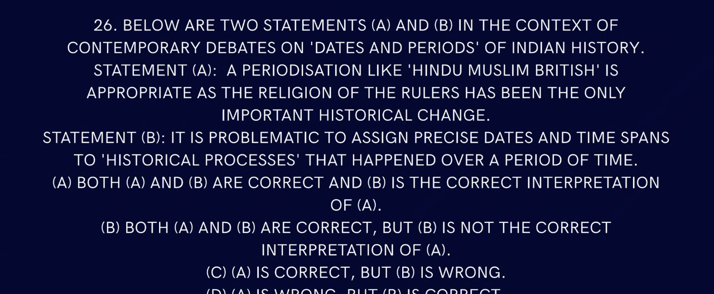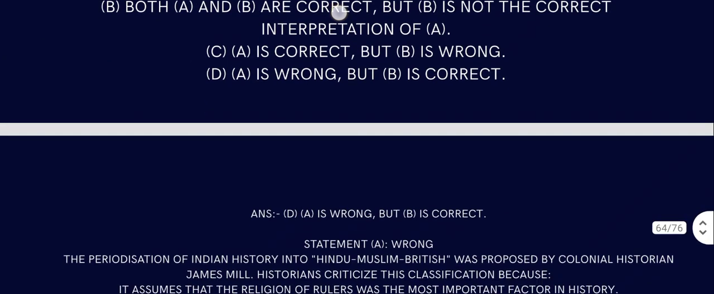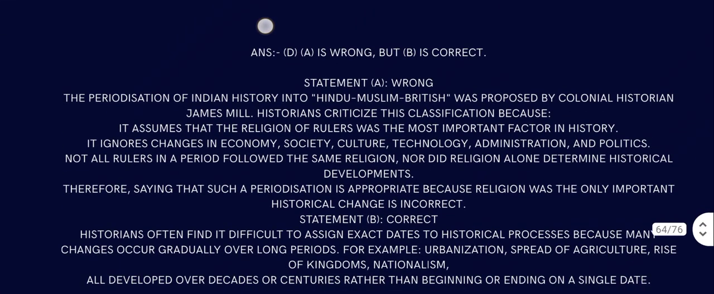In my opinion, statement B, it is problematic to assign precise dates and time spent to historical processes that happened over a period of time. Both A and B are correct, or B is the correct interpretation of A. Both A and B are correct, but not the correct interpretation. A is correct, B is wrong, A is wrong, B is correct. So the answer, I also think that A is wrong, but B is correct.